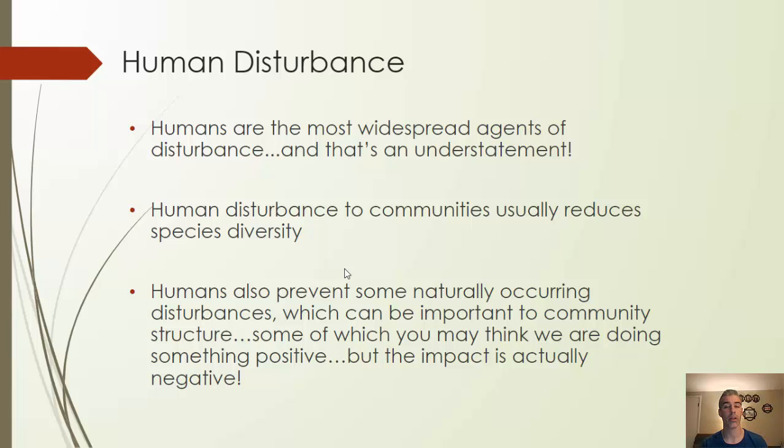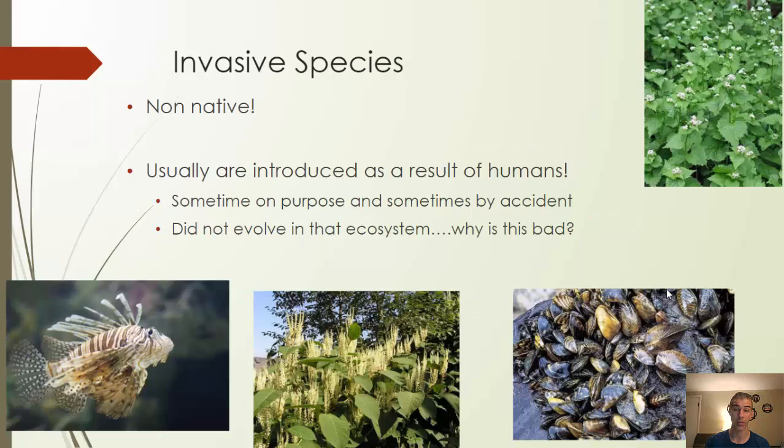Human disturbance in general reduces species diversity. Destroying habitats reduces species diversity. And humans, even when they're trying to do good things, sometimes are causing problems. So they think they're doing something good, like stopping forest fires. That sounds like a great thing. But in actuality, when you stop forest fires for too long, it causes uncontrolled severe forest fires, which cause more damage than they would have previously. And I'll talk about those in a second.